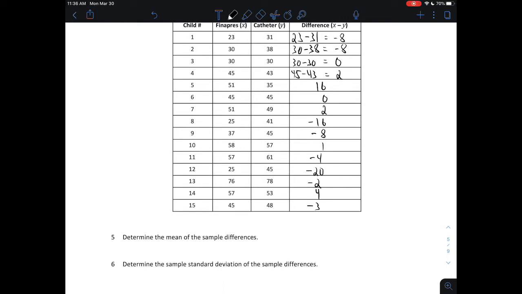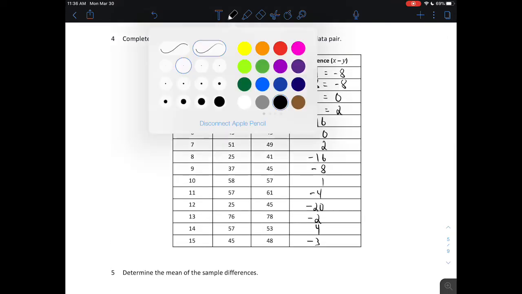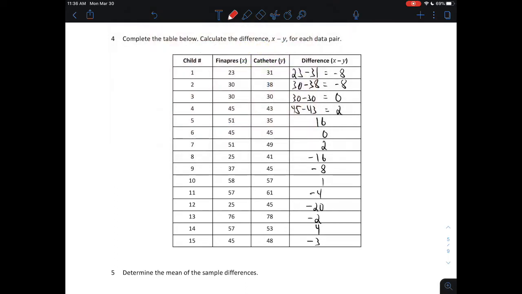So number 5 says determine the mean of the sample differences, and number 6 says determine the sample standard deviation of the sample differences. That means I am treating this new column that we just got, the differences, as a single list. Those are just a list of differences. So put all of those numbers into one list.